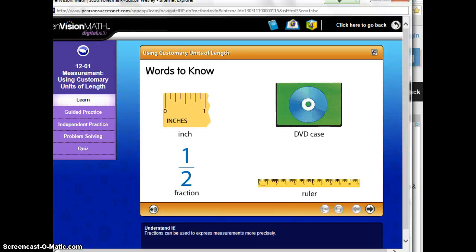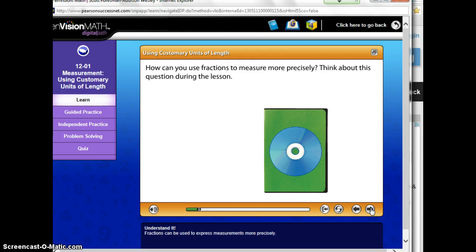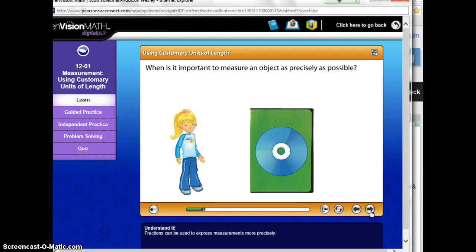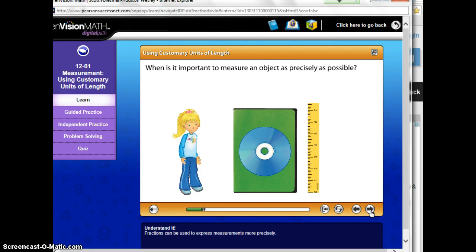Today's lesson is on measurement, but we're going to use customary units of measurement. So how can we use fractions more precisely when we measure? We just finished up adding, subtracting, multiplying, dividing fractions. Well, we're going to use fractions again when we measure using a ruler. Think of a time when it might be really important to measure an object as precisely as possible.